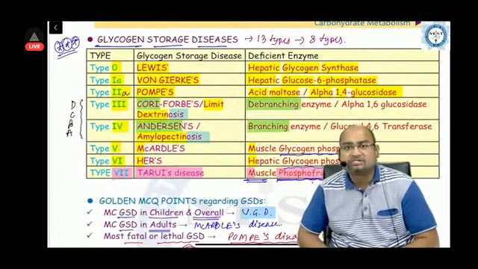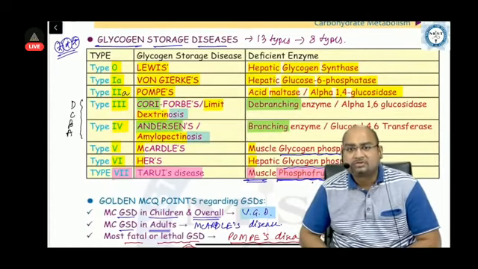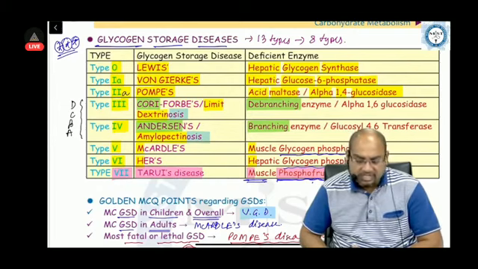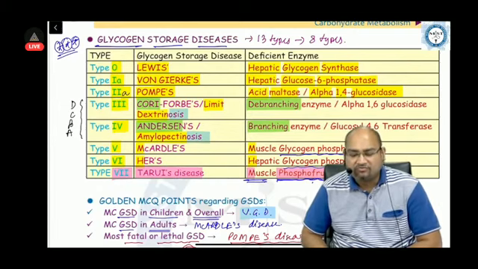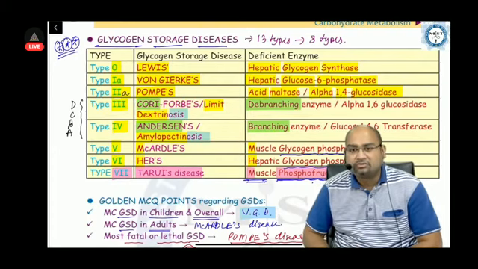This glycogen storage disorder that we have, there are some 8 types. Type 0 is Lewis disease, hepatic glycogen synthesis. Type 1 is Von Gierke's disease, glucose 6 phosphatase. Type 2A is Pompe's disease, acid maltase, alpha 1,4 glucosidase. For types 3 and 4 the mnemonic is ABCD, beta. Cori's disease is debranching enzyme deficiency. Andersen is branching enzyme deficiency.